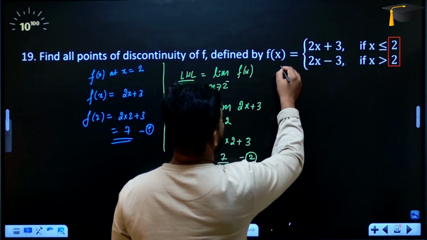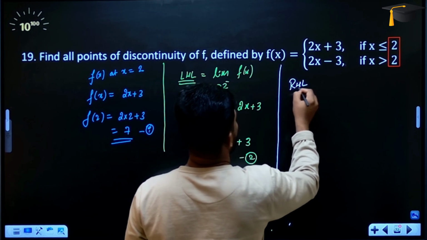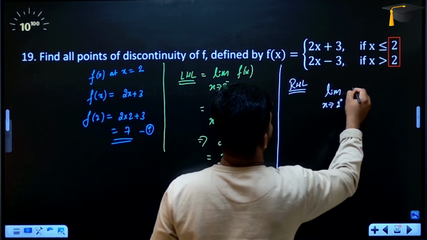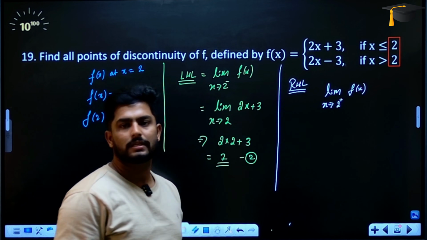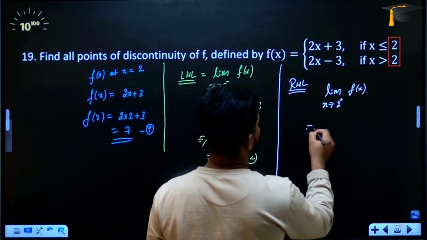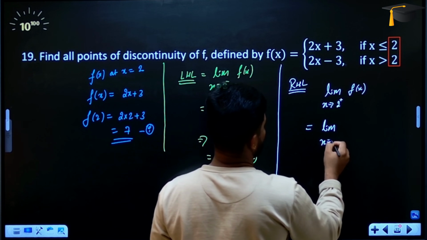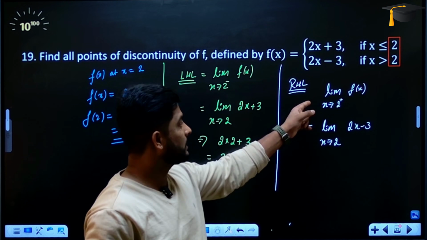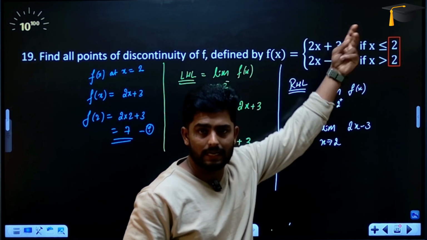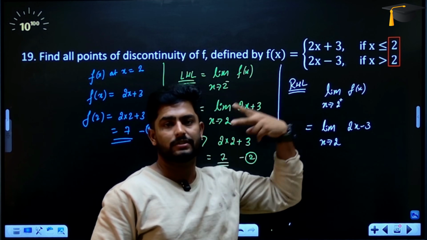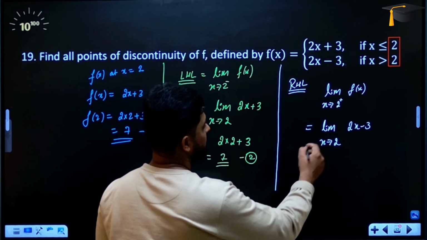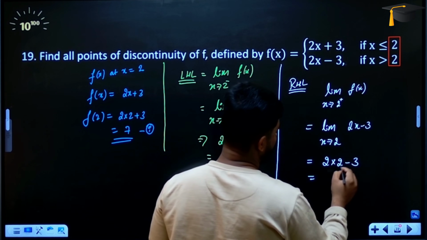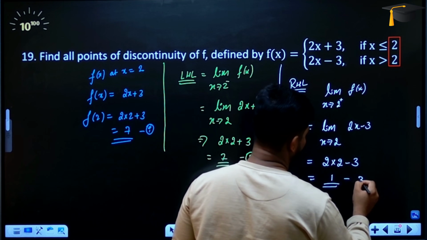Now I'll go for the last one, that is RHL. What is RHL? It is limit x tends to 2 plus f of x. So very simple concept. So next limit x tends to 2 plus, f of x is 2x minus 3. Now how did I choose this is LHL and this is RHL? Mainly because of less than and greater than. If you see less than, that is LHL. If you see greater than, it is RHL. Okay, so now substitute here. So it is 2 into 2 minus 3. It's nothing but 4 minus 3 is 1, right? So this is equation number 3.